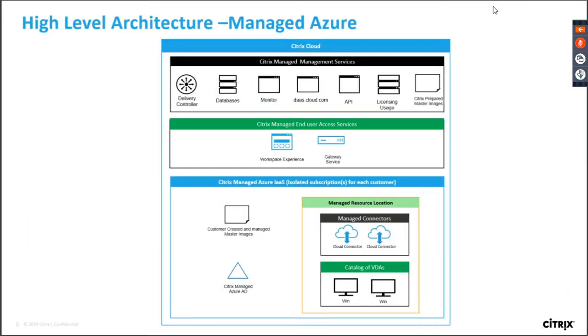This is the high-level architecture for the managed Azure Citrix Cloud CMD, or Citrix Managed Desktop. As you see here, the management layer is up there, managed by the Citrix team, as well as the access layer, which has the workspace experience and the gateway service that the customer will be accessing. Then the infrastructure, with the cloud connectors, the catalogs of VDAs, the virtual delivery agents and workloads we talked about, as well as the Citrix managed Active Directory and the master images, which the customer will leverage for provisioning his virtual delivery agents and the images he has for the virtual applications and the virtual desktops.